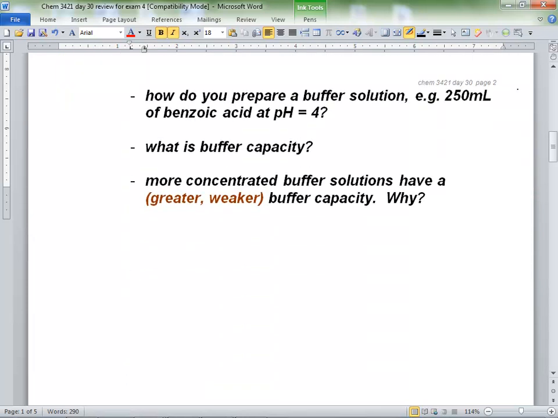How do you prepare a buffer? For example, 250 mils of benzoic acid at pH 4. We don't need to write it all out, but how would you do it? Oh, we need a concentration of this, don't we? Of 0.8 molar benzoic acid. How would you do this?